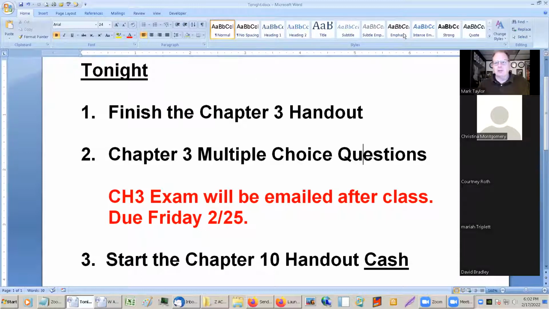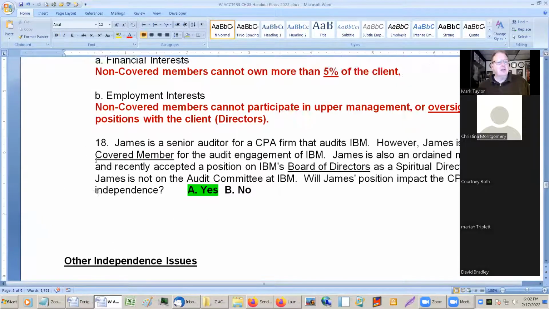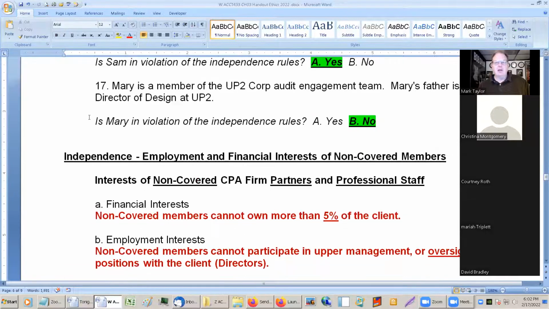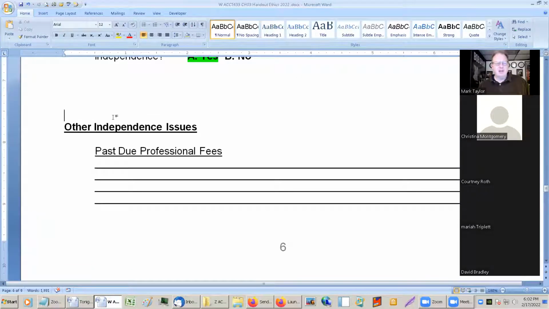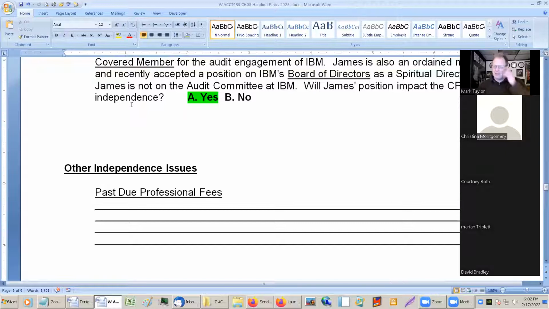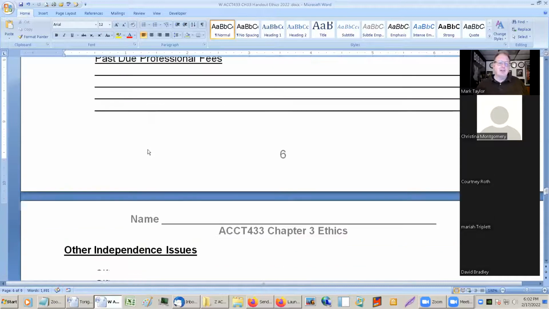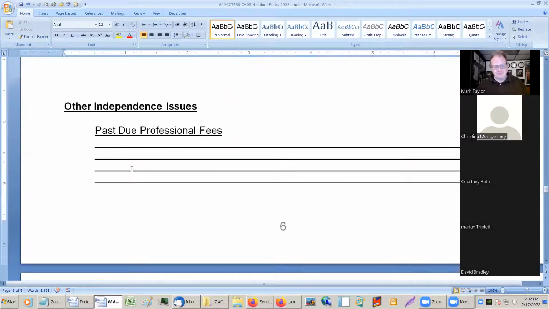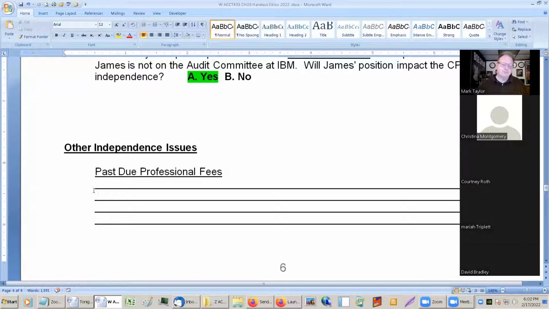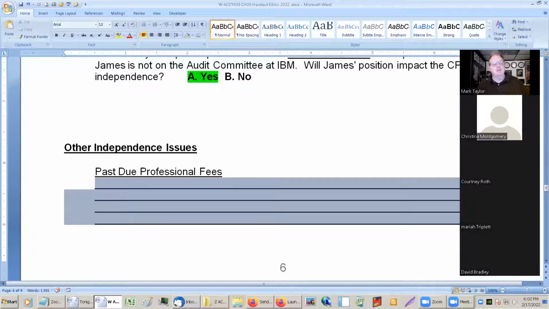Okay, so let's go ahead and just jump right into the Chapter 3 handout. I think we're on independence issues. It should be somewhere around page 6. I'm not sure how my spacing is here. It might be before or after page 6. But independence, other independence issues. Okay, let's just jump right into these. Past due professional fees.